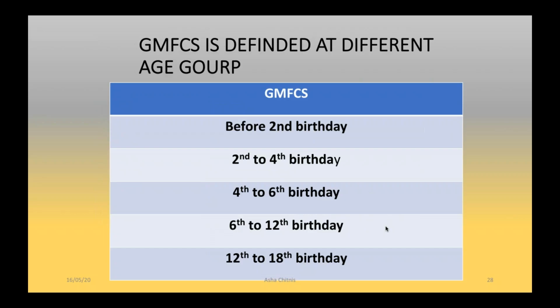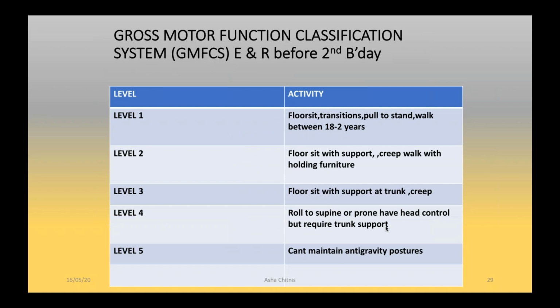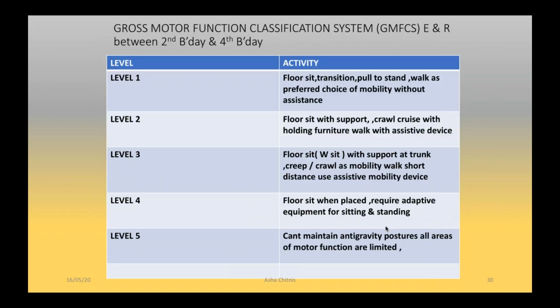A very important point to note: if you do early intervention and you're looking at kids between 0 to 2 years, please do not categorize them. You start classifying them between the 2nd and 4th birthday, 4th to 6th birthday, 6th to 12th birthday, and 12th to 18th birthday. This whole PDF that I've given you has everything. What I just want to bring out in one of the slides is to look at the different levels.